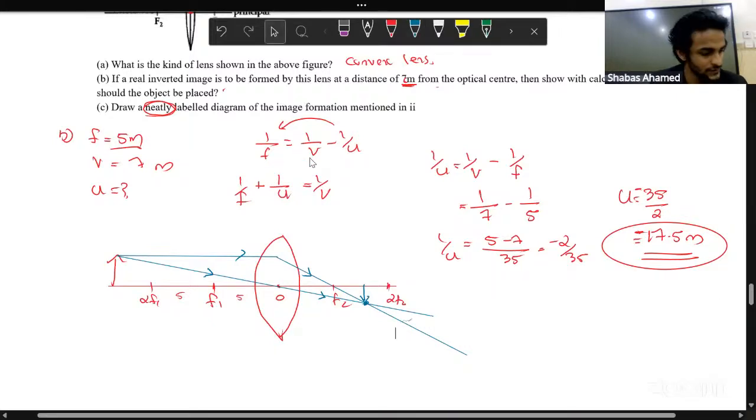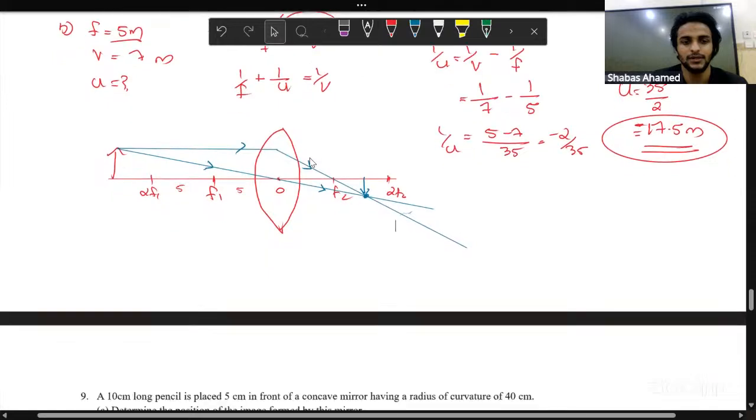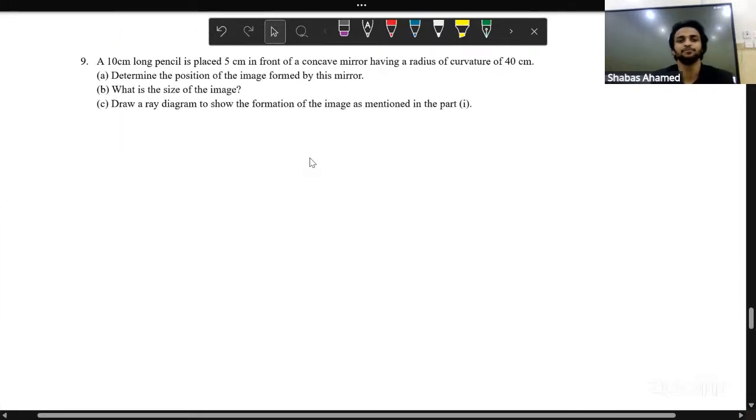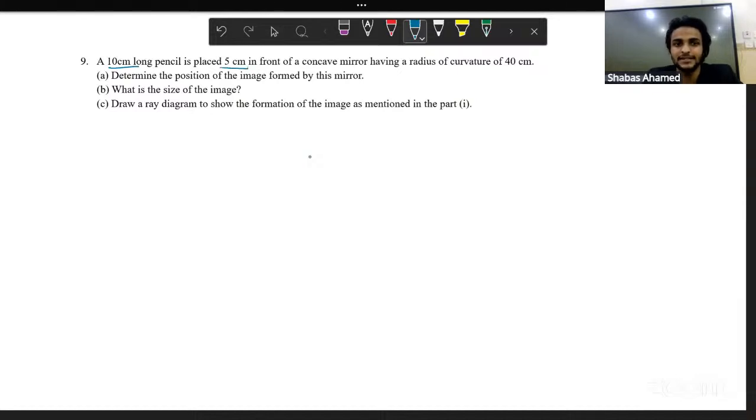Hello, zeros and ones. Going to the next question. A 10 centimeter long pencil is placed 5 centimeter in front of a concave mirror of a radius of curvature 40 centimeter. So the question, we have to determine the position of the image, size of the image, draw the ray diagram. A simple question.